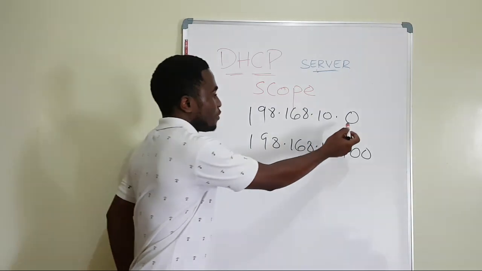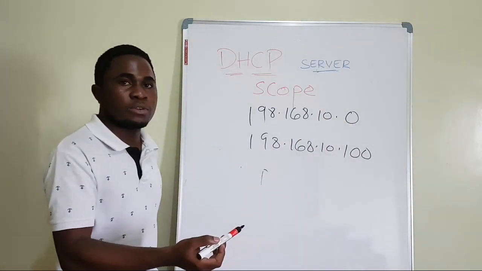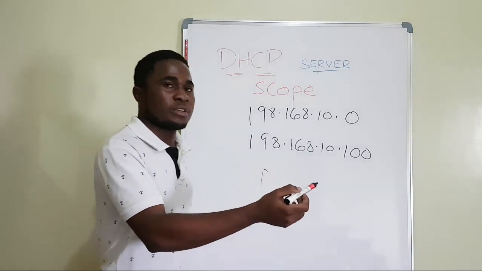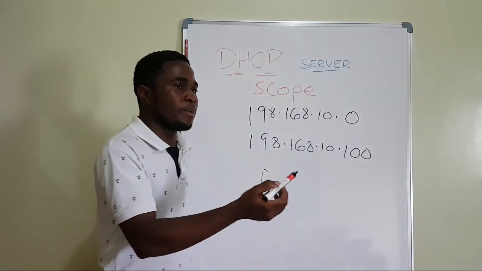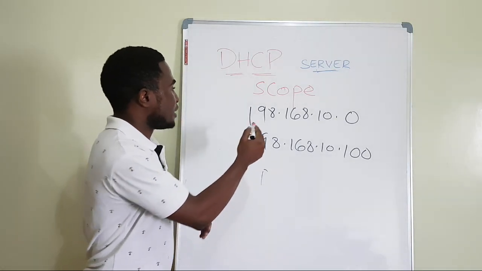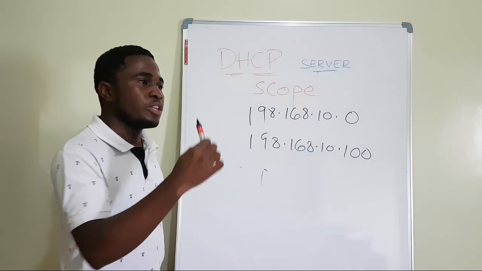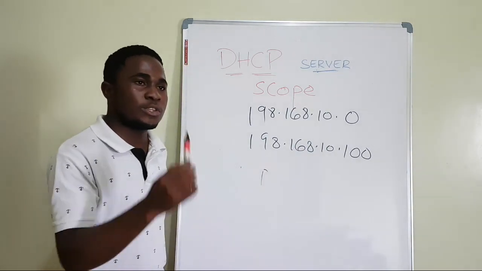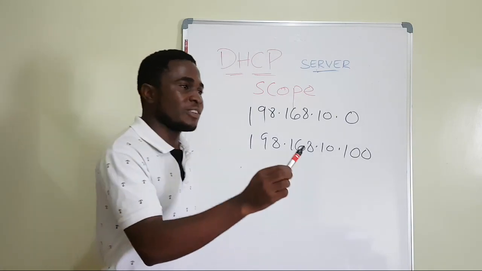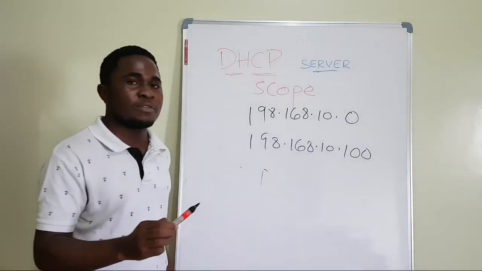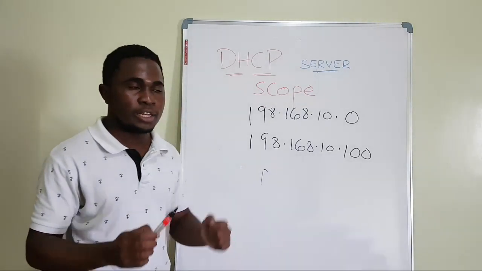So within this range from 0 to 100, there will be some specific IP addresses which will be given to some servers. For example, the DNS server. So when the DNS server is given an IP address, for example, 198.168.10.1, that means the .1 IP address is specific to the DNS server. Any client who would like to access that IP address, the DNS server will not give it to him because the IP address is already allocated for the DNS server.